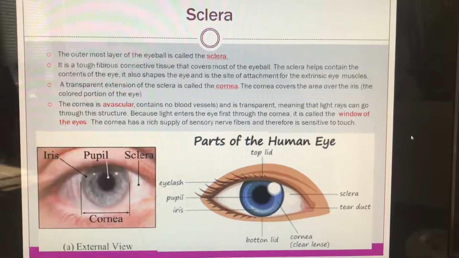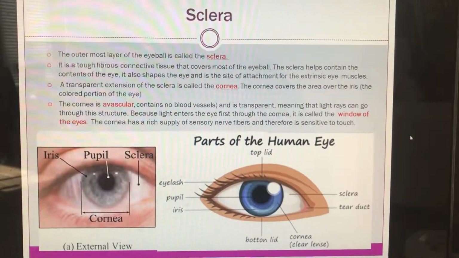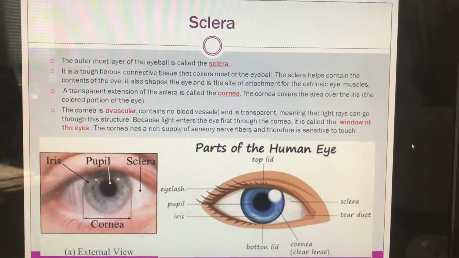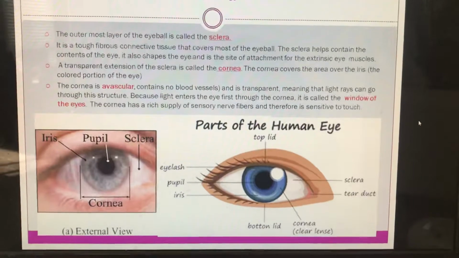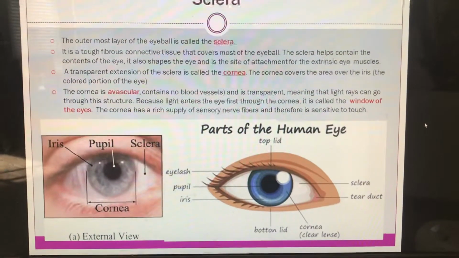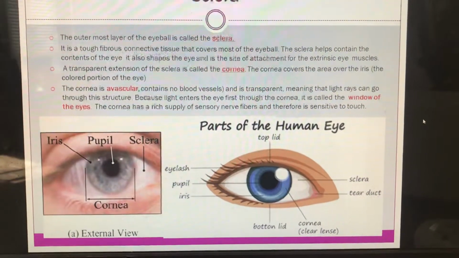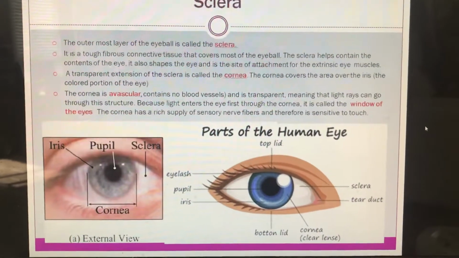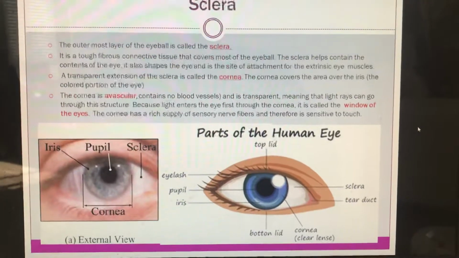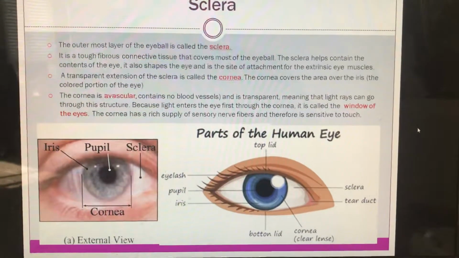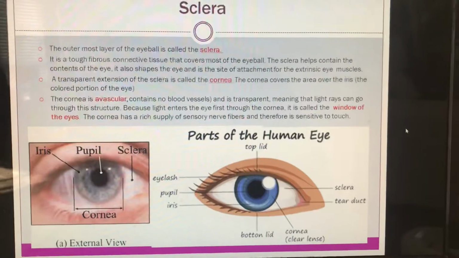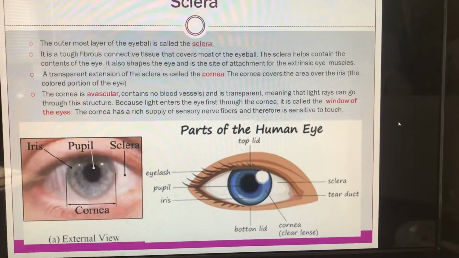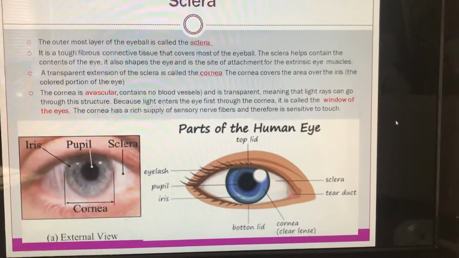A transparent extension of the sclera is called the cornea, and the cornea covers the area over the iris, which is the colored portion of the eye. The cornea is avascular, meaning it contains no blood vessels, and it's transparent, meaning that light rays can go through the structure. And because light enters the eye first through the cornea, it is called the window of the eyes. The cornea has a rich supply of sensory nerve fibers and is therefore sensitive to touch.